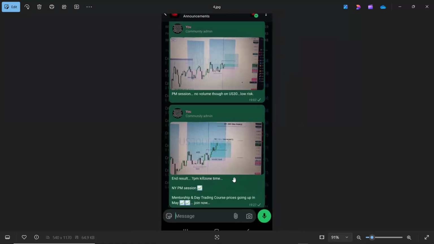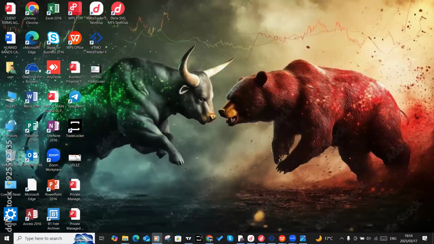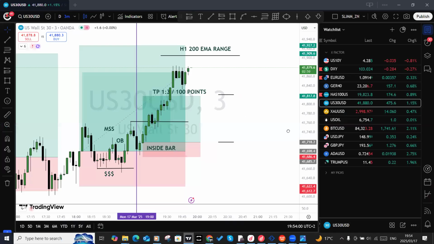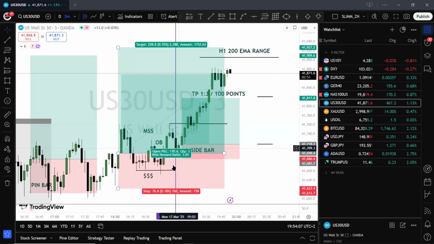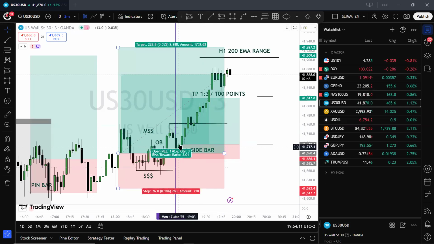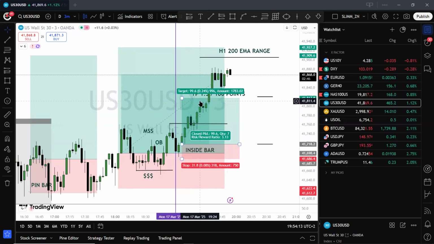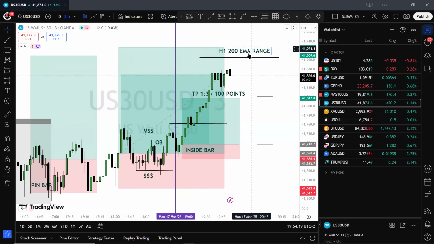Then this was the end result, price moving. But right now, I'll actually show you the actual end result. So you can see price actually reached the 200 EMA range, which was at the top here. And I was set up from 7 p.m. GMT plus 2. You can see how it played out, TP 100 points hit. And if you entered before with this particular setup, your trade is almost on TP, and I would advise you to actually collect your profits right now.